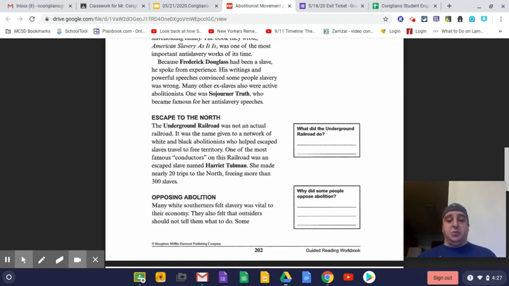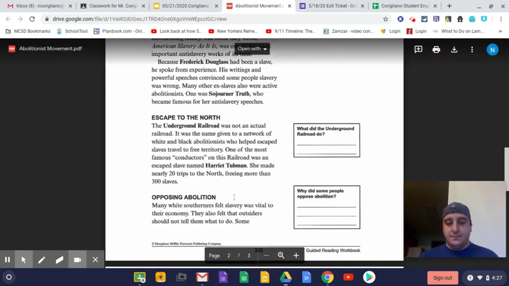Harriet Tubman was actually a former slave and was able to escape slavery herself before realizing that she couldn't allow other slaves to stay in slavery and be stuck in the South. So she decided to go back and bring as many people as she could into free territory, into the North, to save as many people as she could. And she was able to save more than 300 slaves.